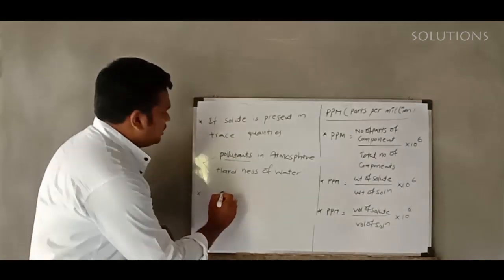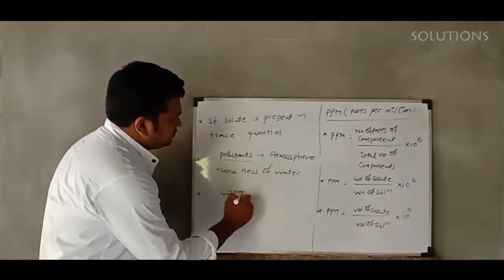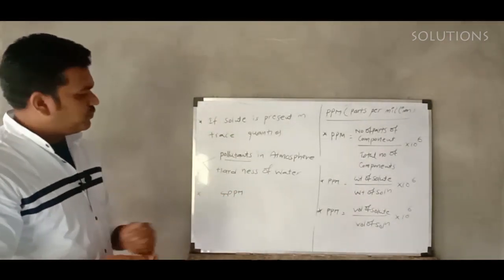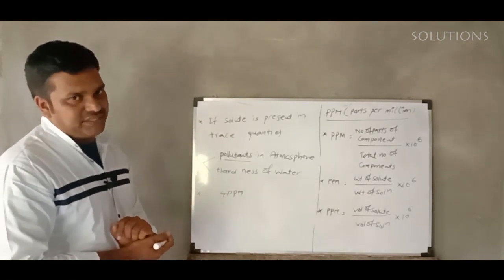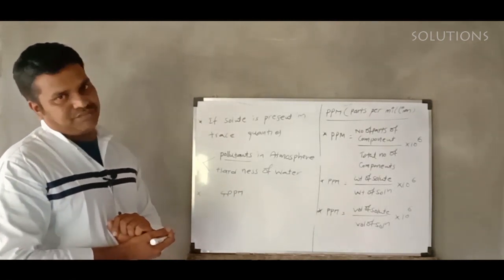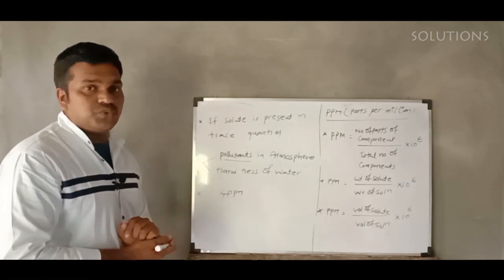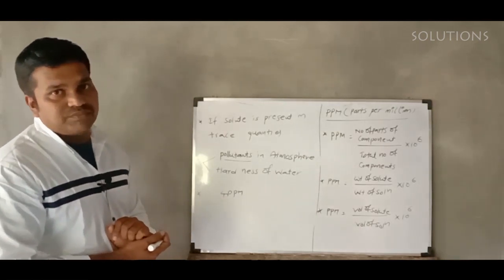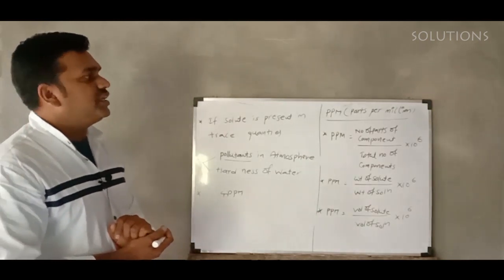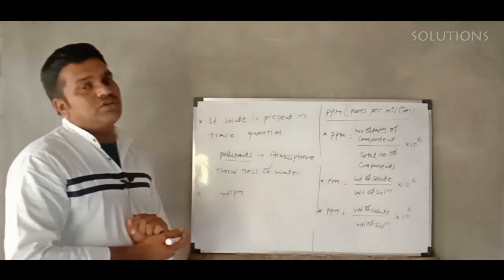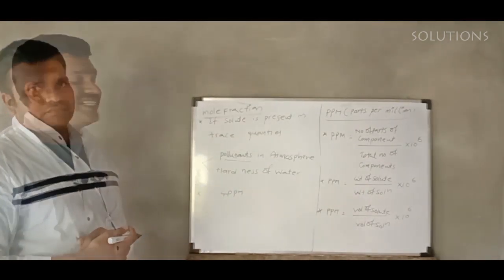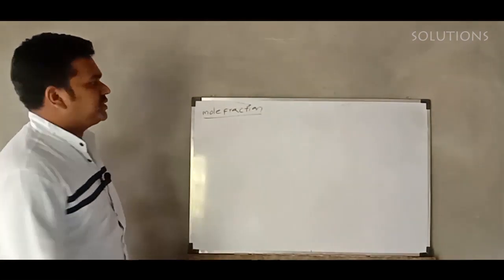Suppose I wrote here 4 ppm. 4 ppm means what here? 4 grams of the solute present in 10 power 6 grams. 4 ppm means 4 grams of solute present in 10 power 6 grams of the solution, or you can say the solvent.